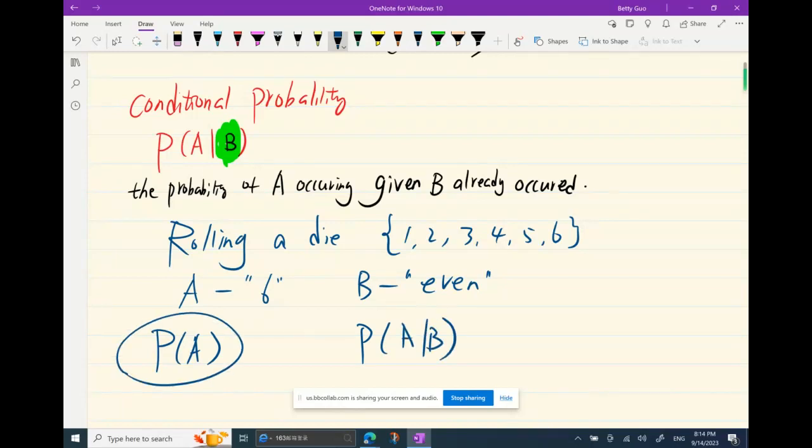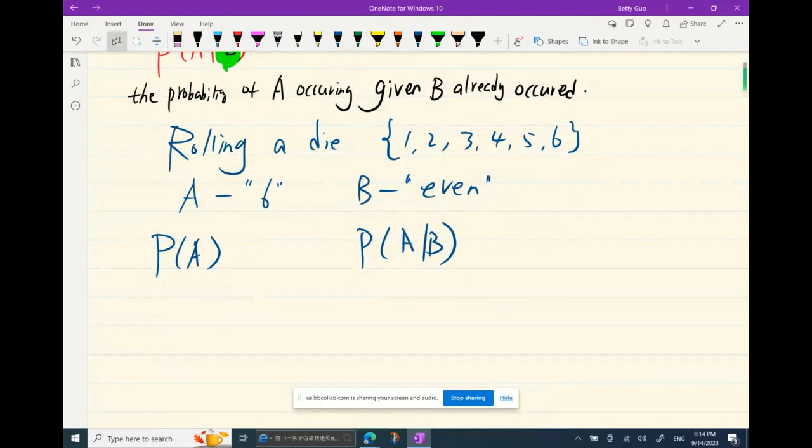Okay, this one is the simple, just a normal probability. And this one is a conditional probability. Let's see what's the difference between them, okay? Rolling a die. A represents the event getting number 6. B represents the event that getting an even number.